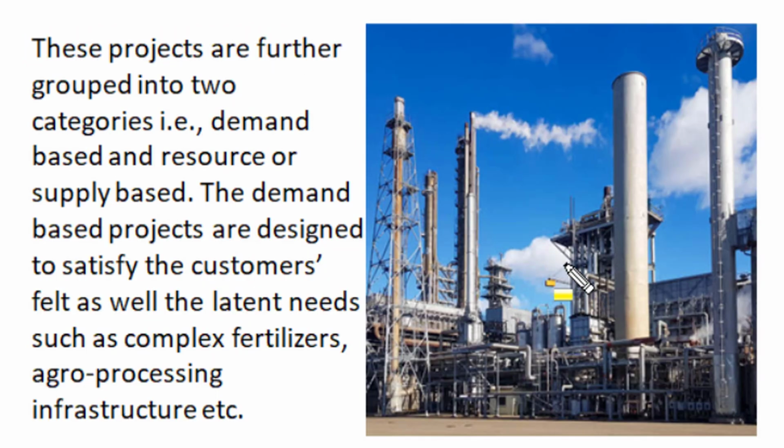These industrial or commercial projects are further grouped into two categories. One is demand based and the second is supply based or resources based. The demand based industrial or commercial projects are designed to satisfy the consumer needs which are felt or assumed to be latent. The examples of such demand-based projects are giant fertilizer plants, agro-processing units, huge infrastructure projects.